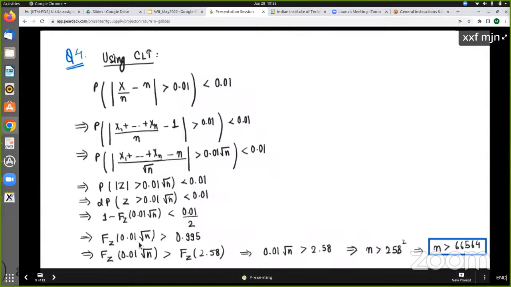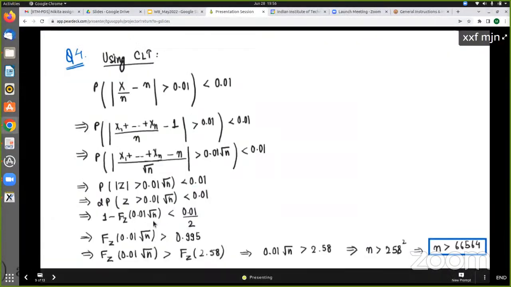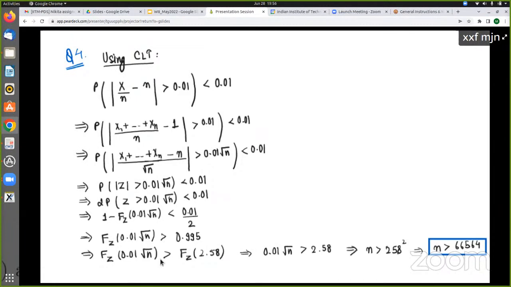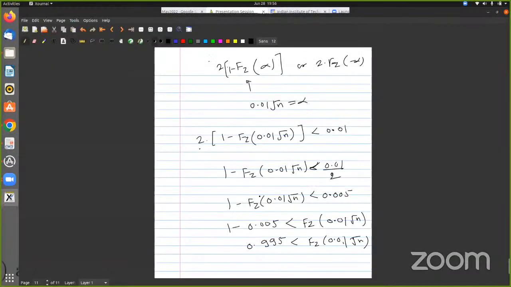So fz of 0.01 root n is greater than 0.995, which is the same, right? Here it is written this way: 0.995 is less than fz of 0.01 root n. Same thing is written here. So there is a confusion in fact. If you take the right side and left side, that will not be the same thing as what we have taken in the notes. Can I write this?